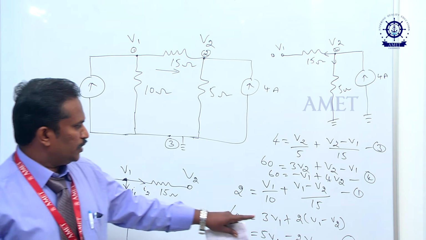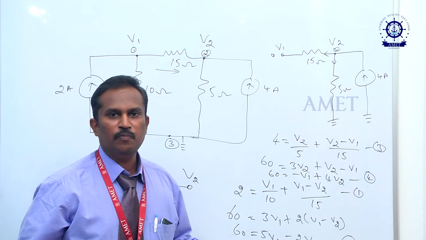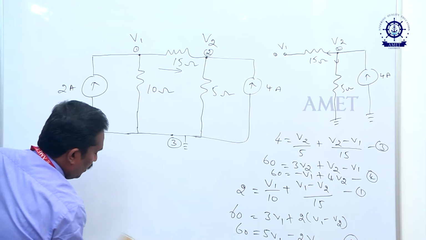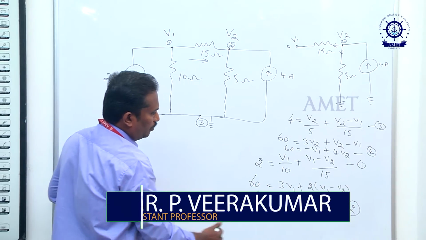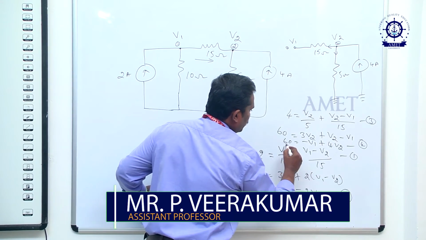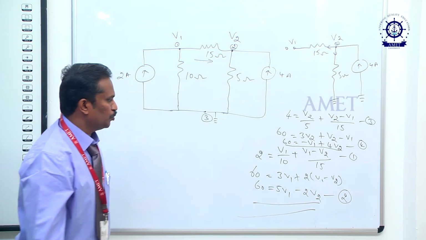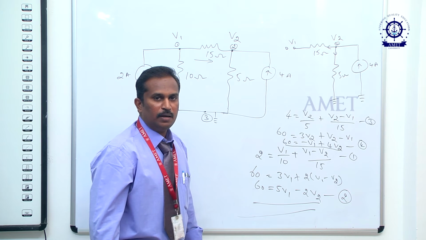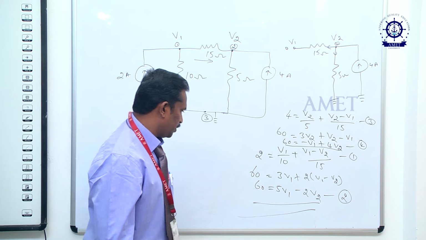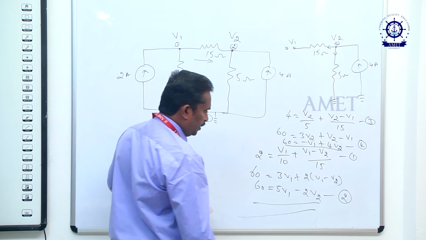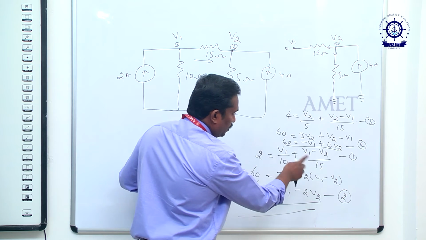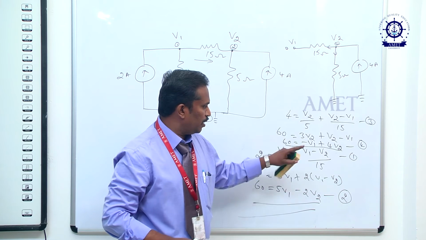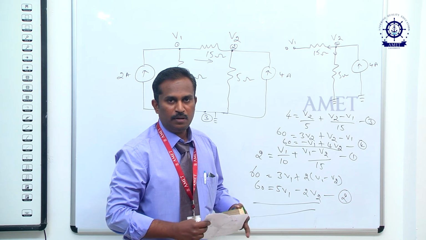By solving equations number 2 and 4, we can find out V1 and V2. So take equation number 2 and 4. I am going to solve these two equations and then we can find V1 and V2. First take equation number 2. Here, we have these two equations, and you have to eliminate either V1 or V2. By eliminating any one of the terms, the other unknown can be found.